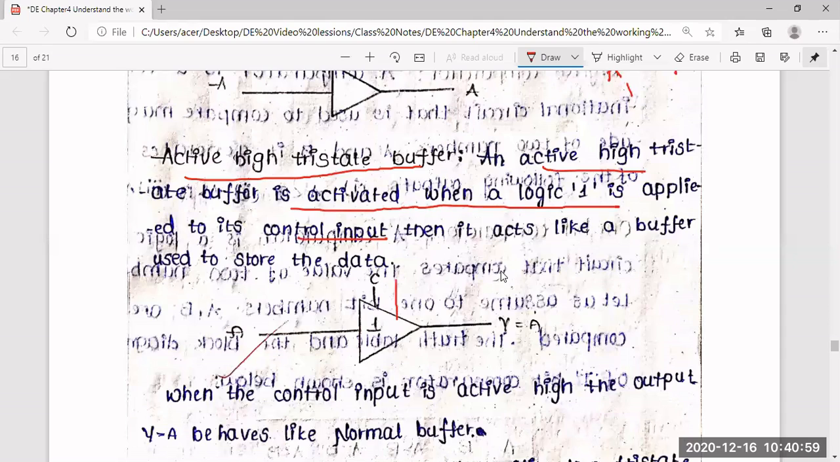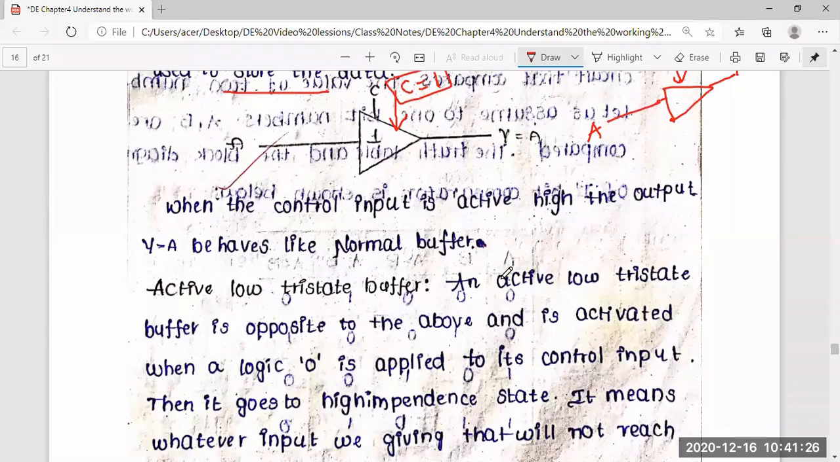Whenever I give this control input or enable input as 1, then it is your active high tri-state buffer. Then it acts like a buffer used to store the data. So whenever it is active high tri-state buffer, then the output is exactly same as the input. Whenever it is 1, the output is exactly same as the input. That is nothing but it is acting like a buffer. When the control input is active high, the output Y equals A. It behaves like a normal buffer.